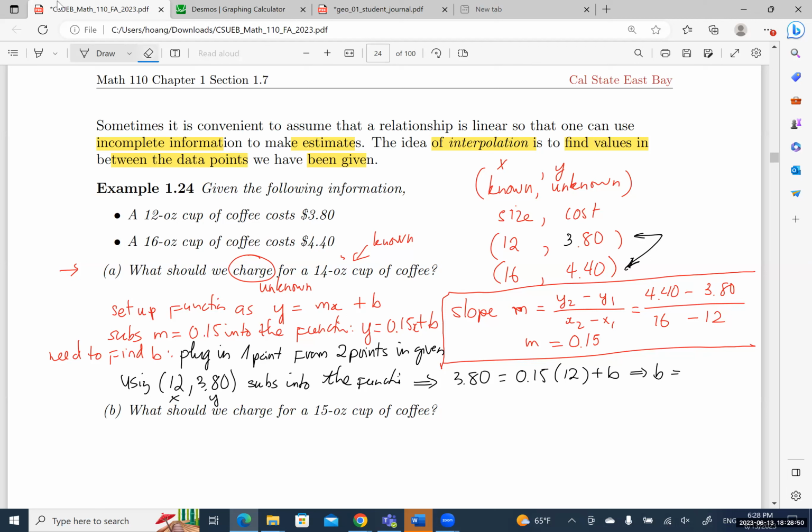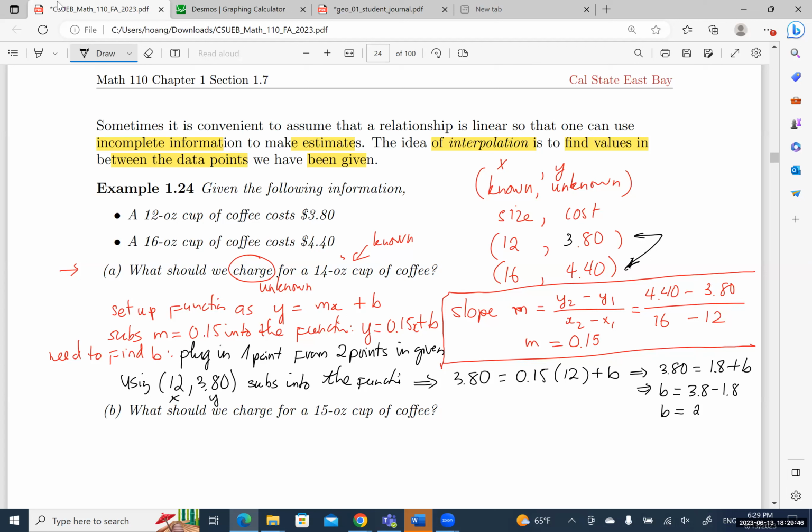So then B equals... and let's simplify it first. $3.80 is going to equal 0.15 times 12, which is 1.8, plus B. So then B will be equal to 3.80 minus 1.8, and B will be equal to 2. B equals 2 in this case. Okay.